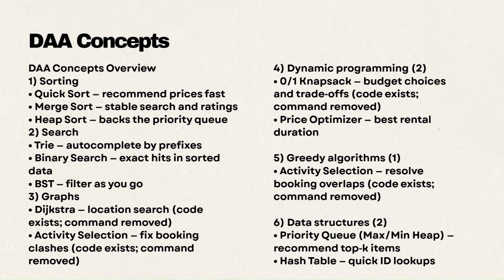Here, as this was my DSA project, majorly in sorting we use quick sort or merge sort. The quick sort is for recommended prices, to quickly search the recommended prices, like where your price should be within the level of 3%. So quick sort is used for the ranges of items within the range. The merge sort is for stable search and ratings. It's for the general search and for ratings, which one has higher ratings.